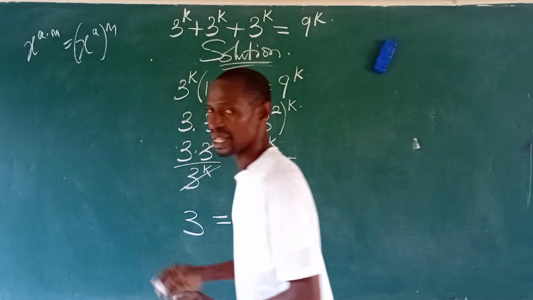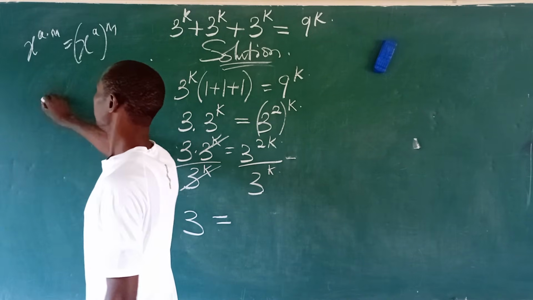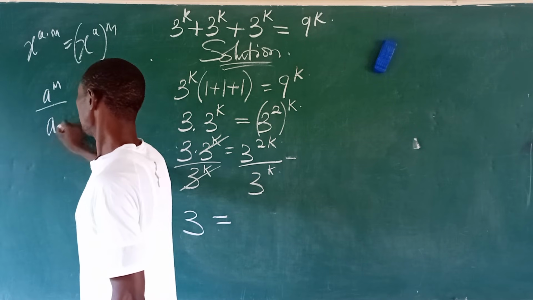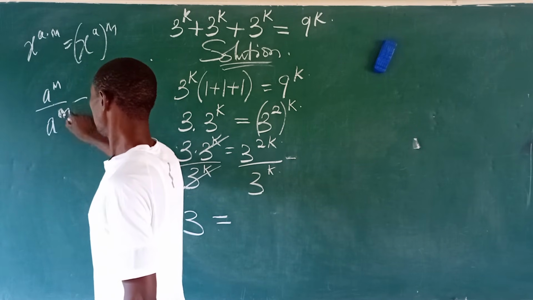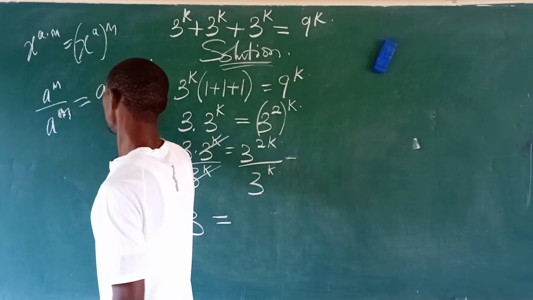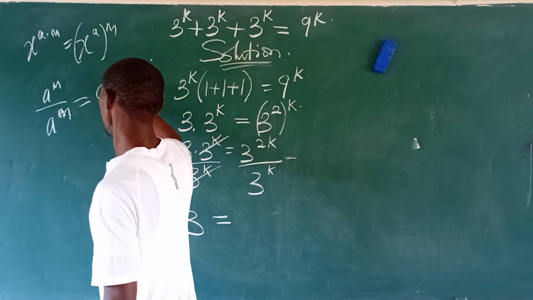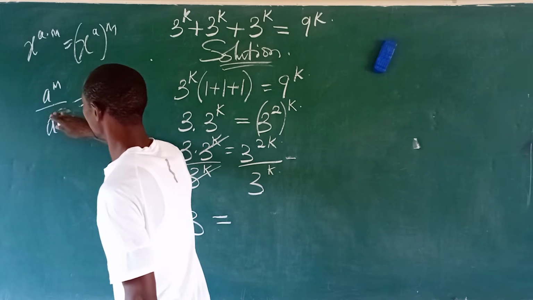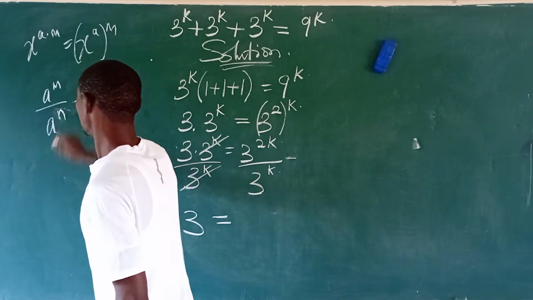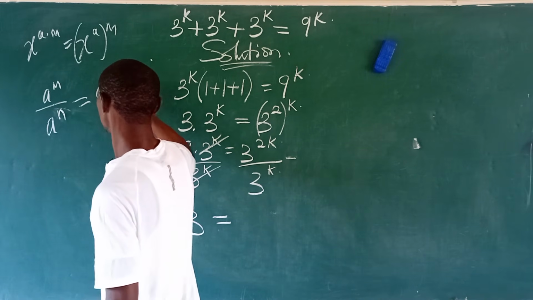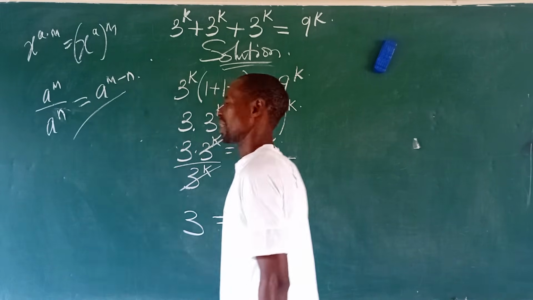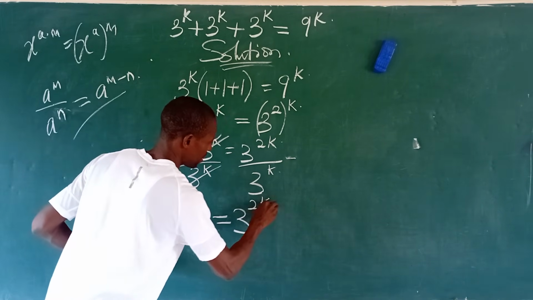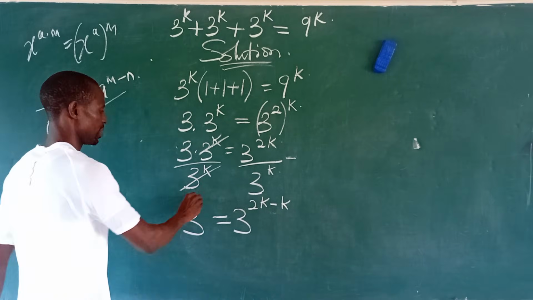We apply another law again, which says that if you have a to the power of m all over a to the power of n, this is equal to a raised to the power of m minus n. Okay, so we can apply that here. So this is going to give us 3 to the power of 2k minus k. So this is to the power of 1.